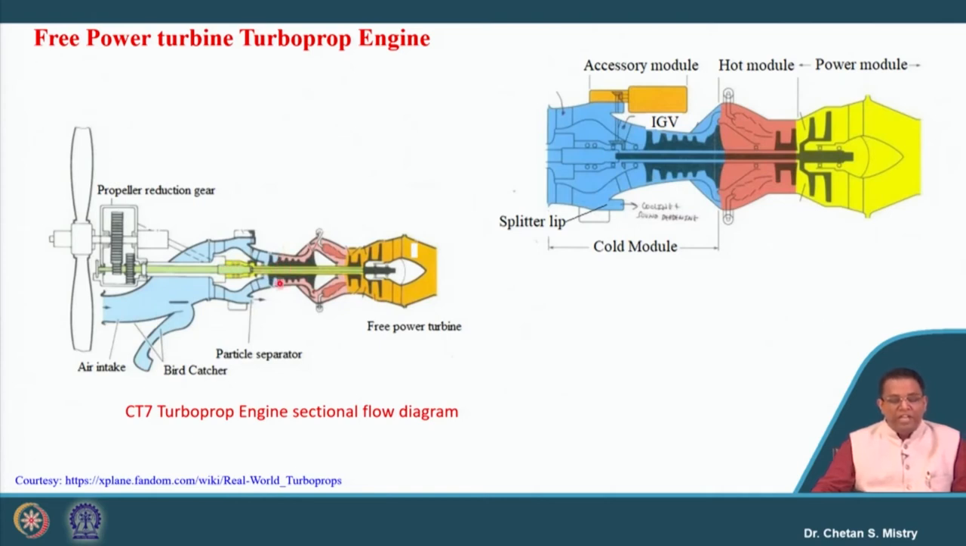We are having, say, an axial flow compressor that will be rotated by, say, an axial flow turbine. And we are having different spools. We have understanding about the spool. So here we have one spool on which the compressor and turbine are connected. We have another spool, which we say is my power turbine or free turbine, that is connected with the propeller by using this gearbox.